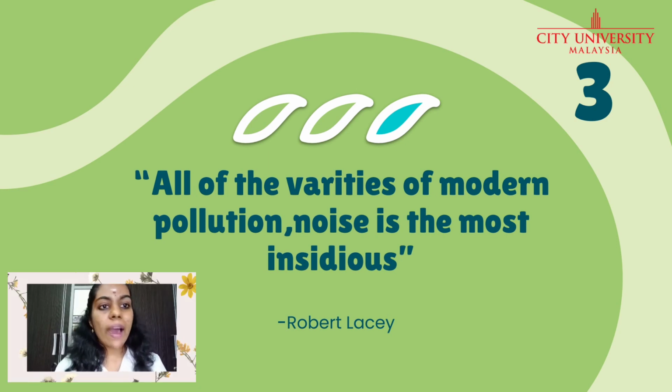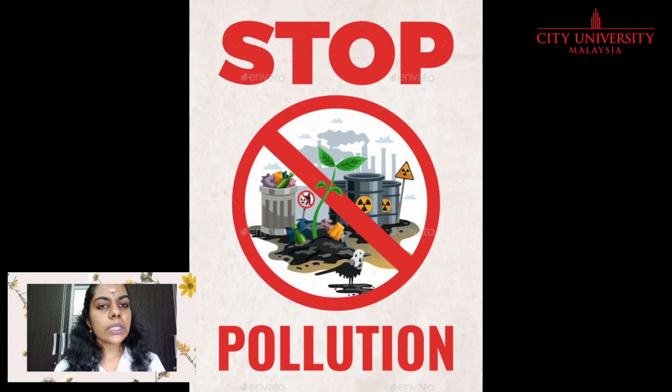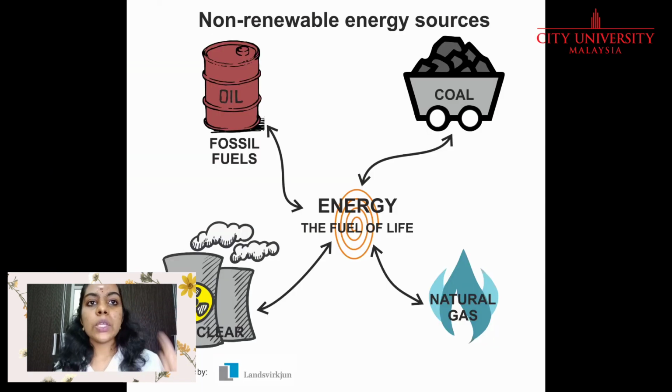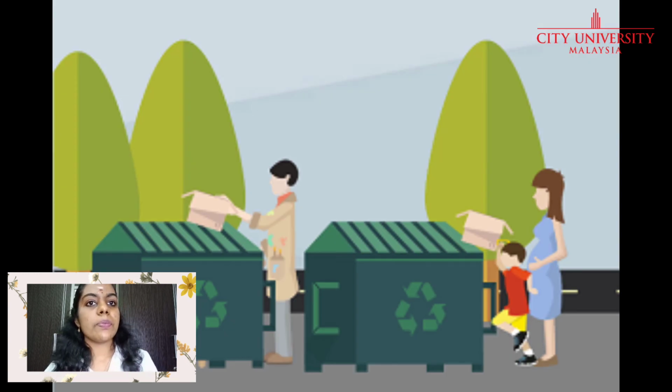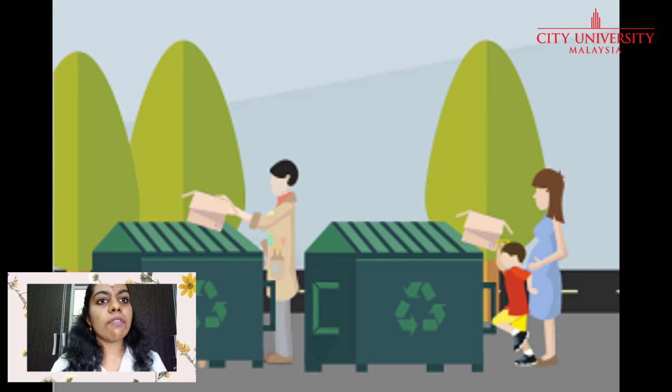Finally, we are at the end of the video. I would like to conclude that environmental pollution has become a great concern to save our planet. We need to adopt various measures to reduce environmental pollution, as we stated just now. Some of them include planting trees, reducing the use of non-renewable resources, and also proper disposal of waste. It is the responsibility of every individual to save our environment from getting polluted.